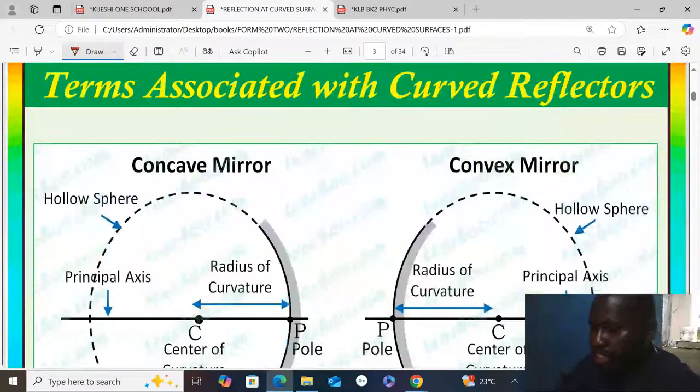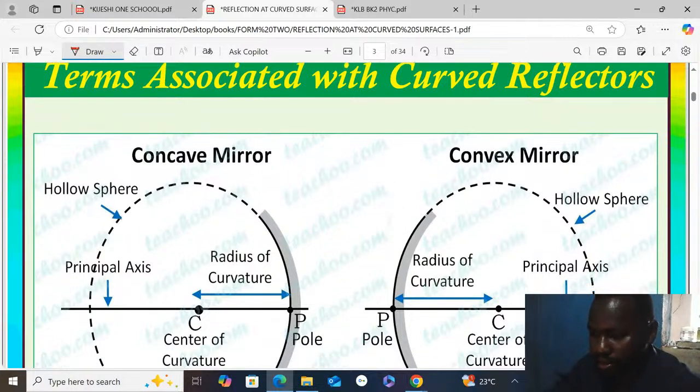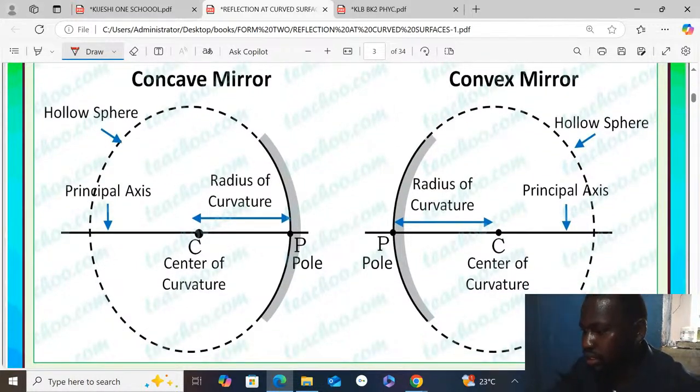Terms associated with curved reflectors. You can have this diagram, of course. It is a diagram that those who are already in Form 2 or past Form 2 have already witnessed. You can see we have talked about where we can get these mirrors or reflecting surfaces, just from hollow spheres. Here is C. Therefore, we have the center of the sphere and we have other parts of the sphere where we shall have key interest.